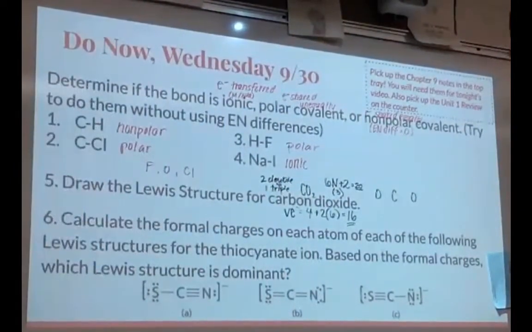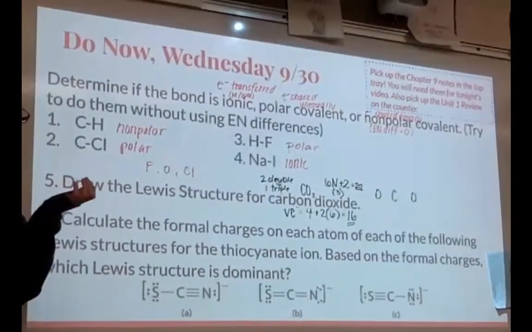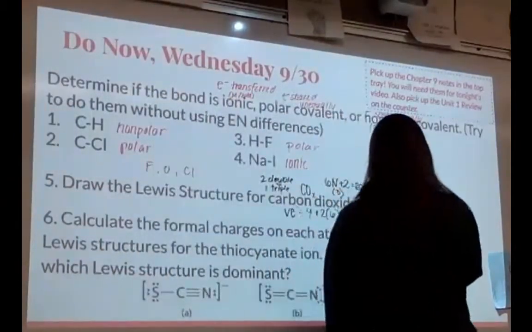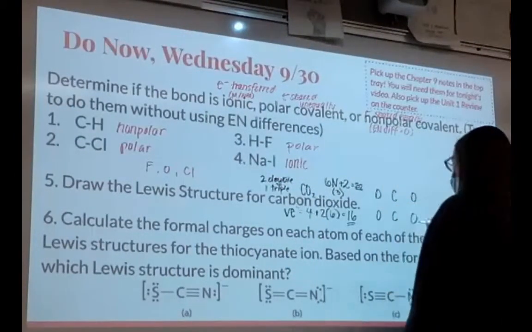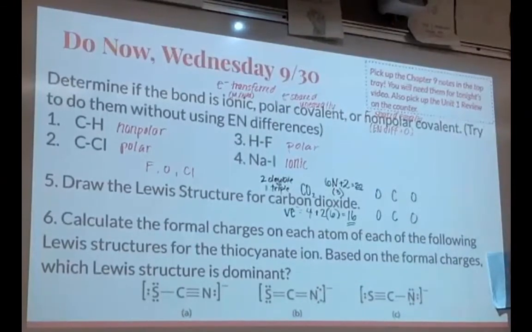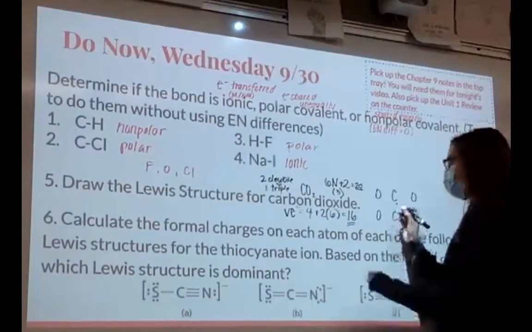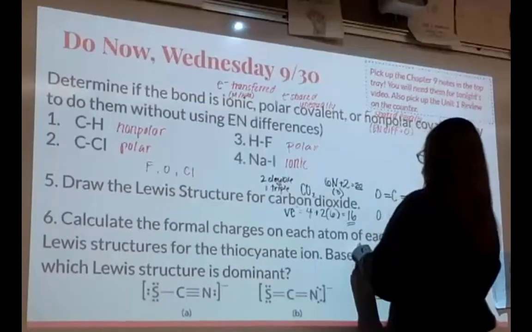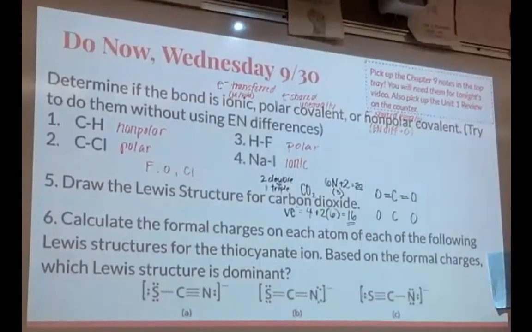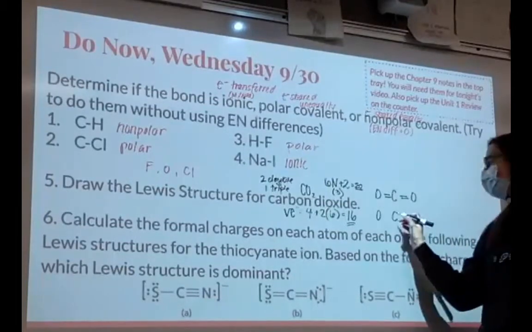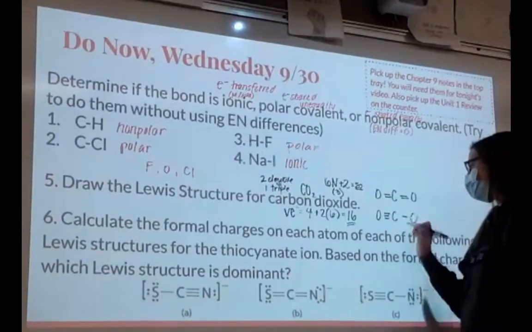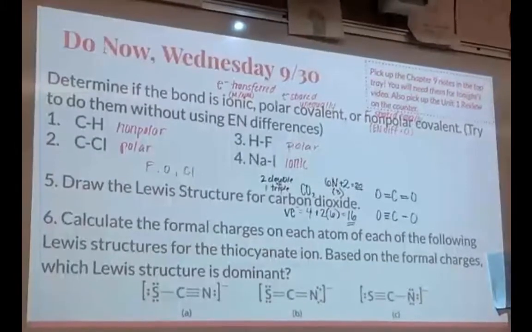Now when we look at this and we say 2 double or 1 triple, well, you could technically put both. So we're going to go ahead and show both of the possible carbon dioxide structures. If we had 2 double bonds, we'd have a double bond on each side of the carbon. If we had 1 triple bond, we'd have 1 triple between a C and an O and a single between the other one.